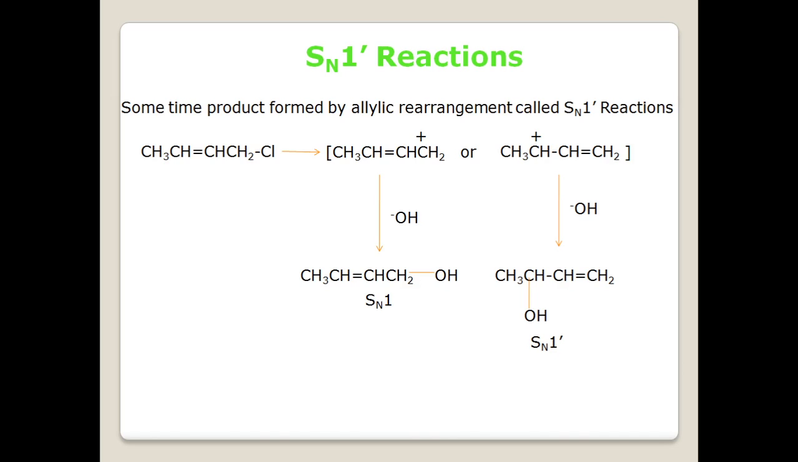Now see another type of reaction called SN1 prime reaction. Here allylic rearrangement takes place. So once the carbocation forms, the double bond migrates and the plus charge can shift from 1 carbon to the 3 carbon. Now if we introduce one nucleophile, here I have shown OH minus. So OH minus can either attack 1 carbon or 3 carbon. So when it is attacking 1 carbon, we will say that it is SN1 reaction. When it is attacking the third carbon, then we can say that it is SN1 prime reaction.